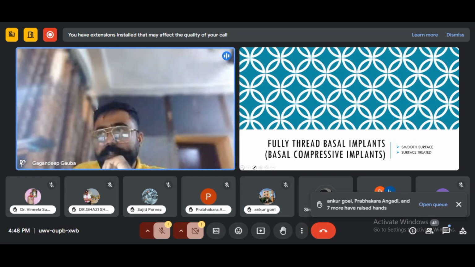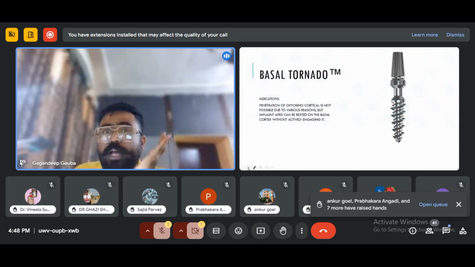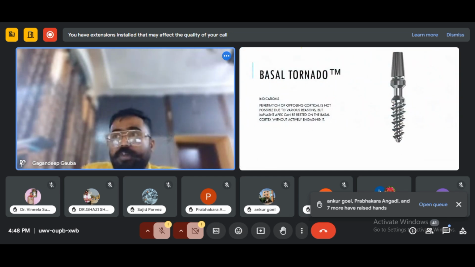Okay. So if the secondary cortex is not perforable, if we cannot engage our implant in the basal cortex, then we will go with the basal compressive implants, right? We have two types of basal compressive implants. One is the basal tornado, and one is the basal pros, that is a rough surface implant, right? Both have a similar design. The only difference is that this is a smooth surface implant and that is a rough surface implant.